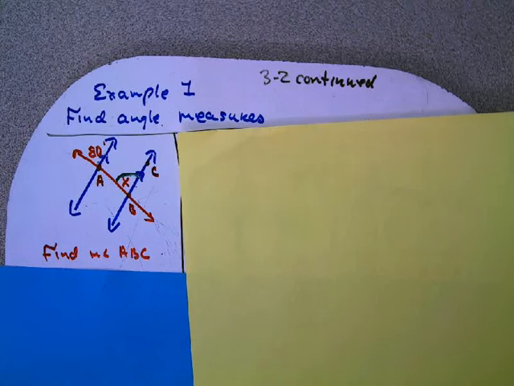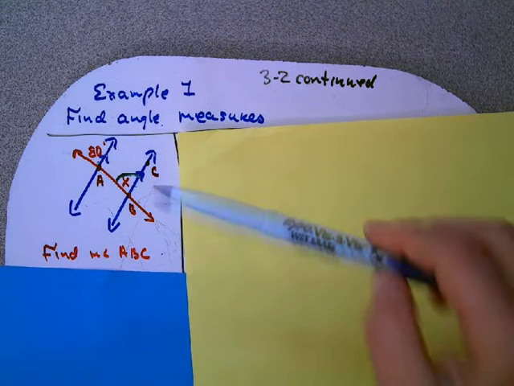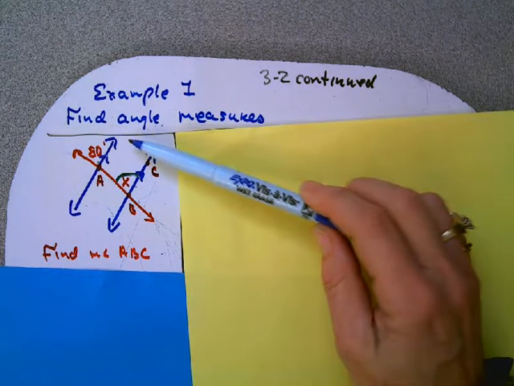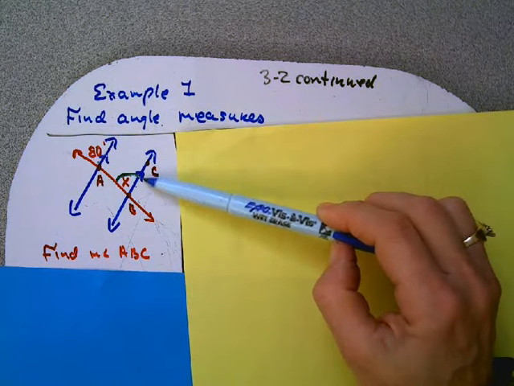Welcome to Klein's Geometry, and we're going to continue looking at lesson 3-2, where we're finding angle measures when we have pictures of parallel lines intersected by a transversal. And we're going to look at this first example. Notice we have two parallel lines. I know they're parallel because of the little arrows that show they're parallel.